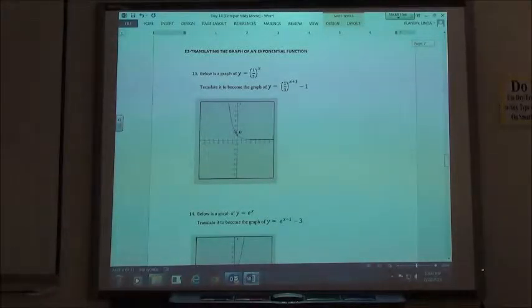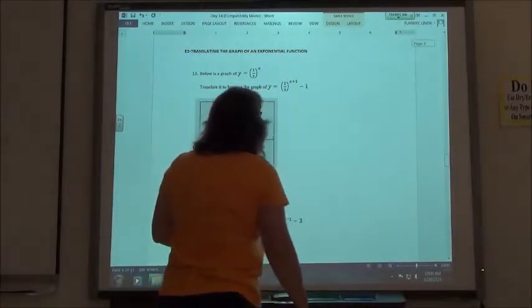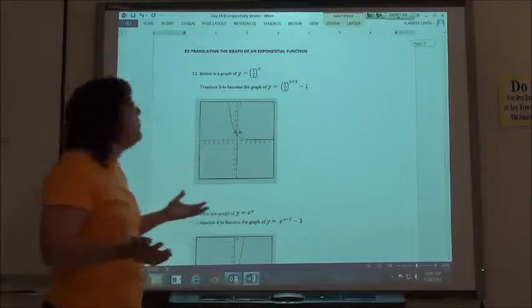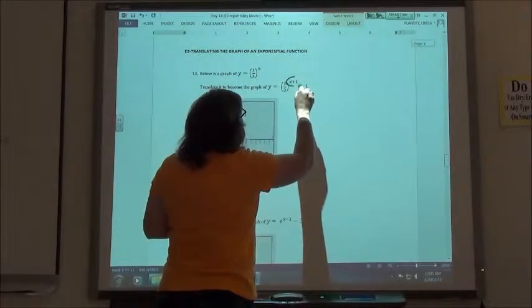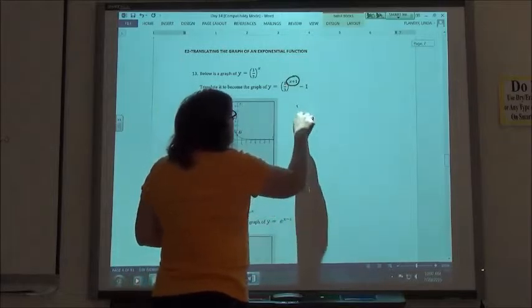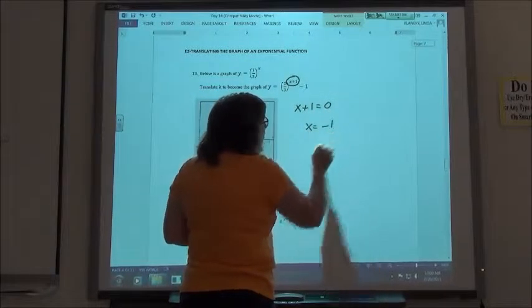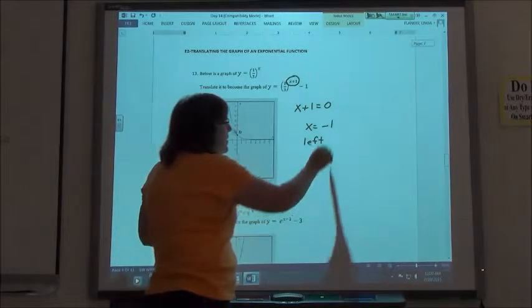13, 14, 15, we are now translating a graph that does have adding or subtracting in it. So that means I'm going to move my graph, just like I moved my graph before. It doesn't matter, I'm just going to look here: if it's x plus 1 equals 0, then x is going to equal -1. That means it moves it to the left one place.